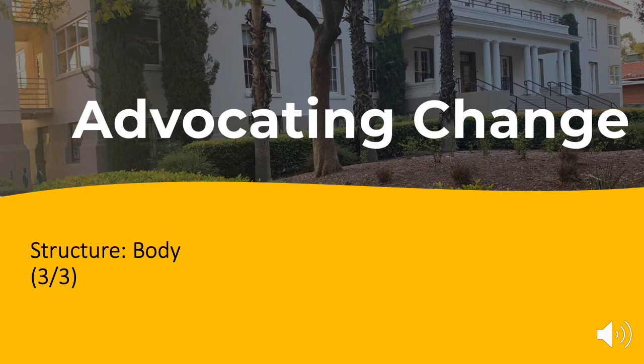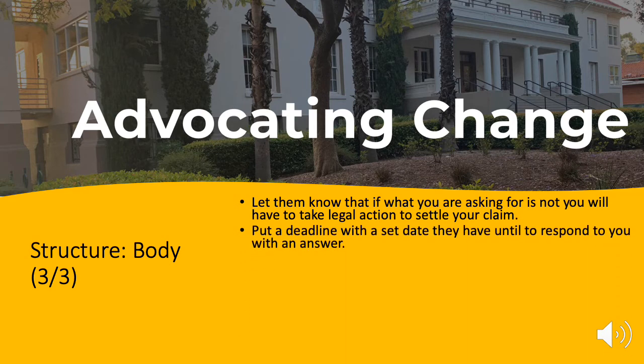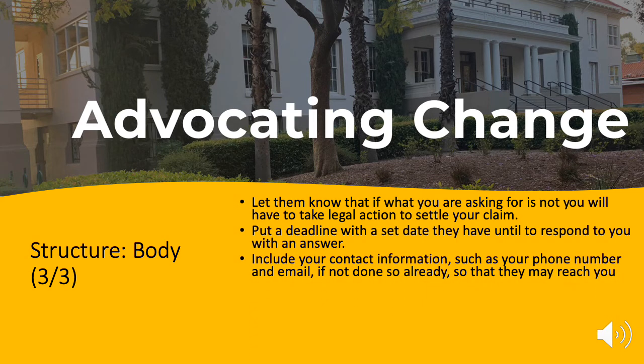The last section of the letter is the conclusion. This is the part where you let them know if what you are asking for is not met, you will have to take legal actions to settle your claim. You will also need to put a deadline with a set date they have until to respond with an answer. Make sure to include your contact information, such as your phone number and email, so that they may reach you if they don't want to send a formal letter back with their answer.